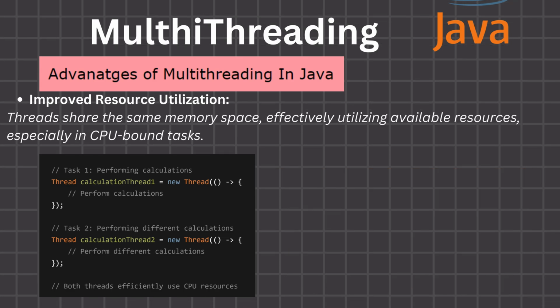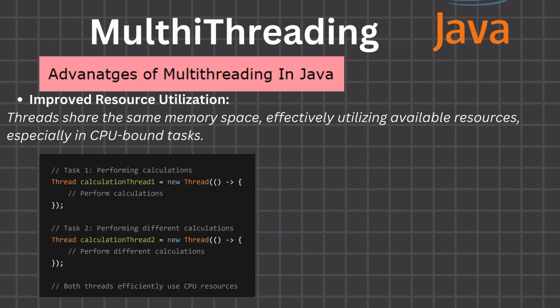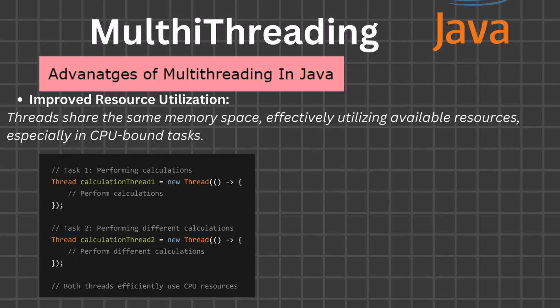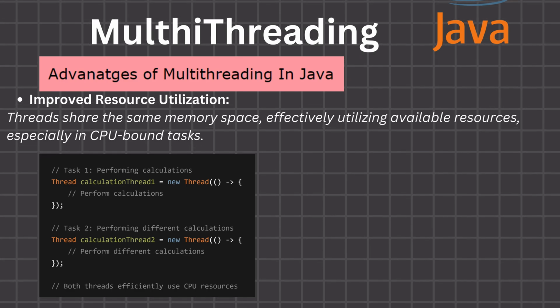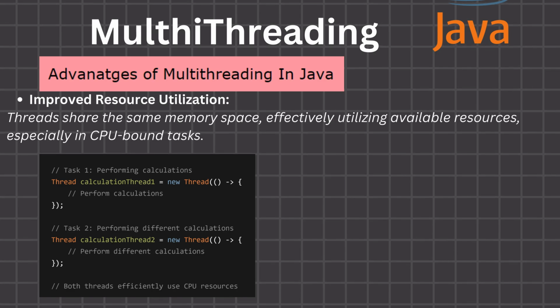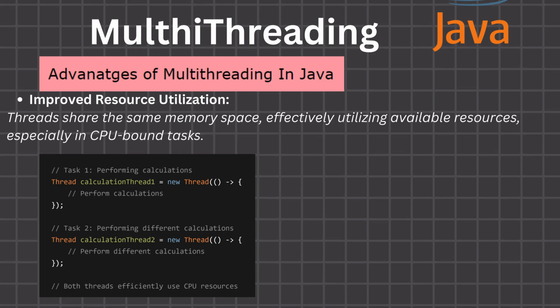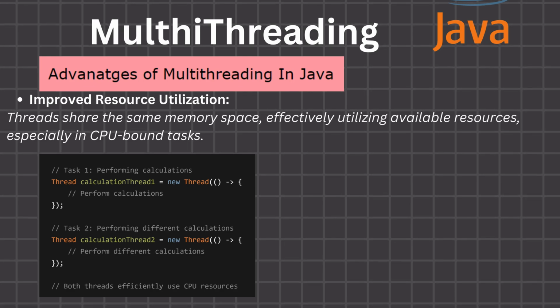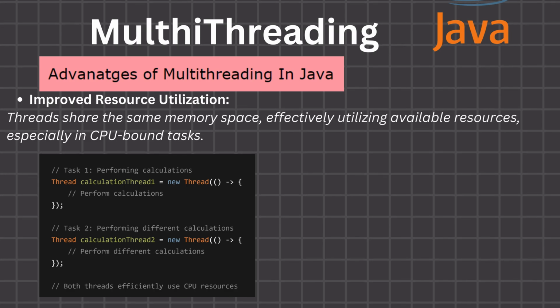In this code example, we have two threads that are performing different calculations. By running these tasks in separate threads, we're allowing the CPU to execute both tasks efficiently, utilizing available resources more effectively. Because the threads share the same memory space, there's no need for the CPU to constantly switch between memory spaces, which can lead to wasted cycles and decreased performance.